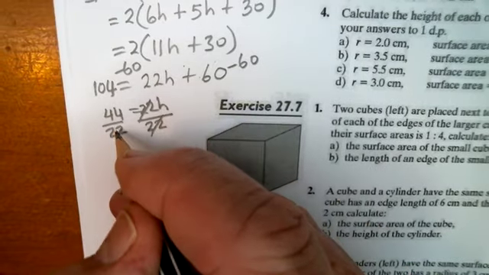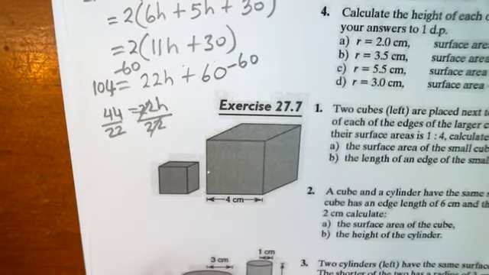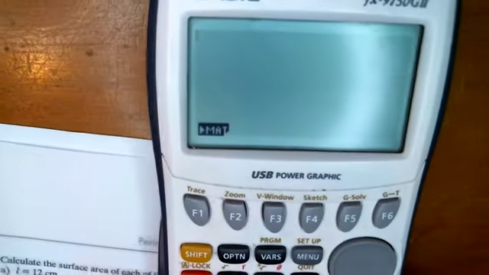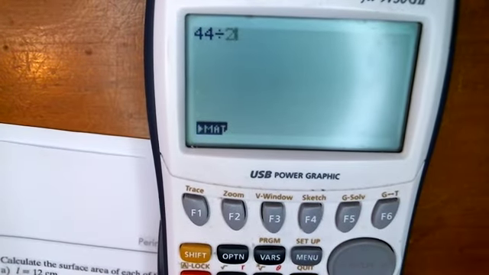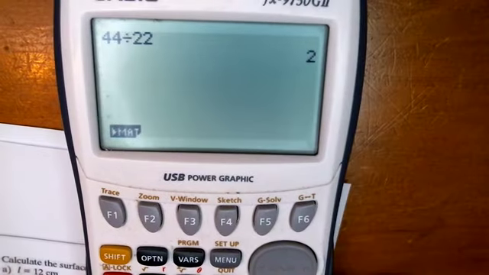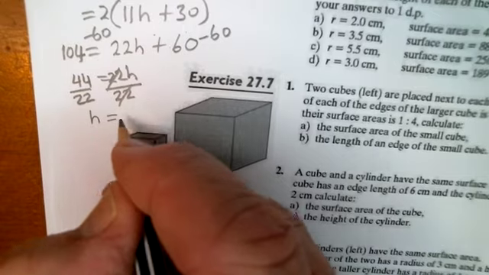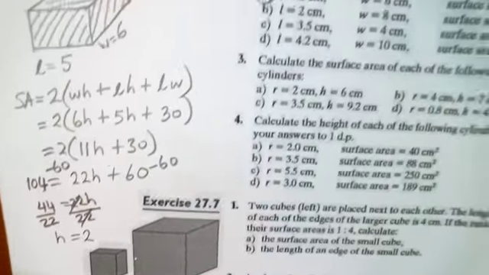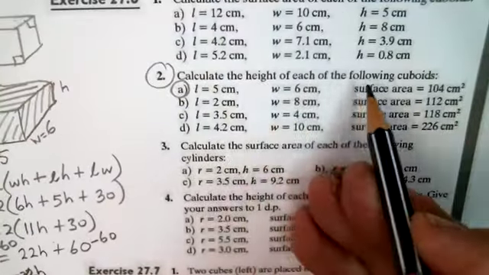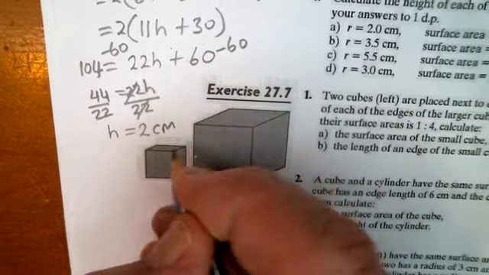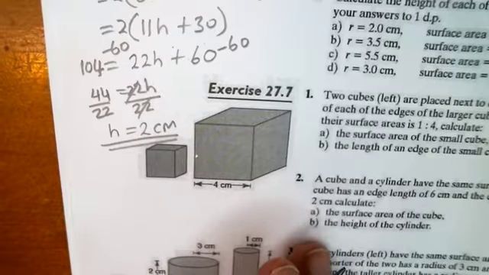h is going to be 44 on 22. And 44 divided by 22, let's have a look on the calculator. 44 divided by 22 is 2. So we have just found the h value is 2. And as all of these are expressed in centimeters, we know that this will be 2 centimeters. And that's how I would solve that problem.